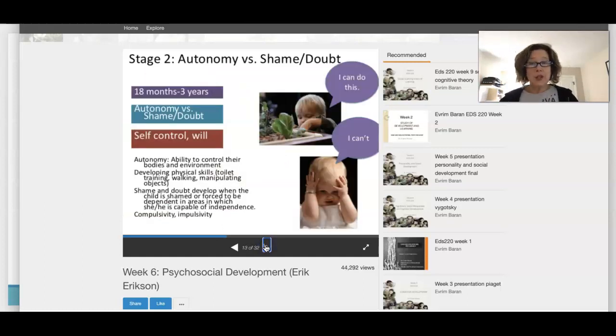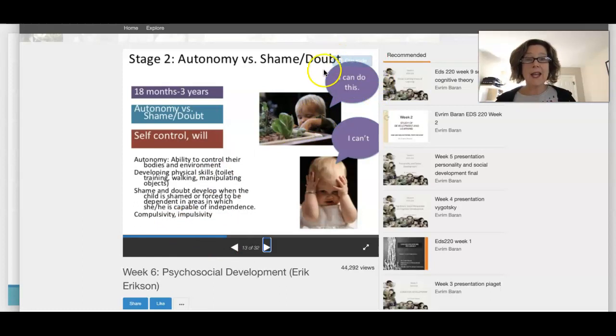Okay, stage 2, 18 months to about 3 years. This is autonomy versus shame and doubt. This is when they're starting to get a little bit of control of themselves. So they're starting to be able to go to the bathroom by themselves. They're starting to be able to walk. And if the parent or the caregiver shames that, like, oh, you're not big enough to walk by yourself, or you're not big enough to go to the bathroom by yourself, it really affects how they view themselves and ultimately how they interact with other people.